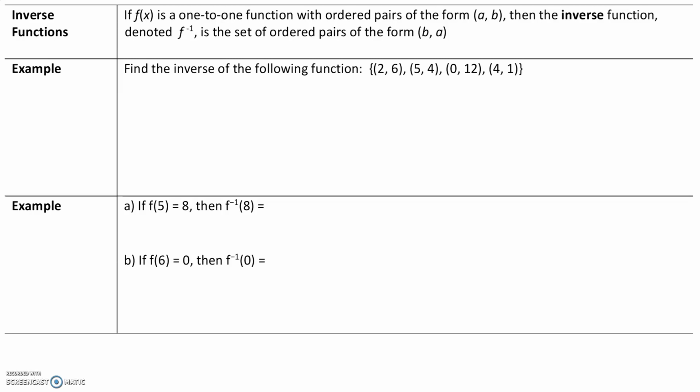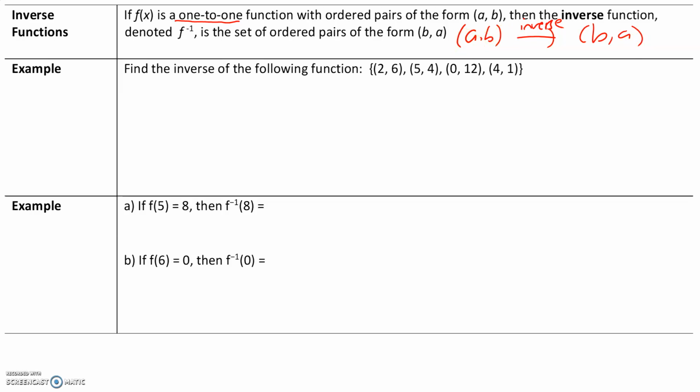Let's talk about inverse functions. If f of x is a one-to-one function, and this is a key requirement, f of x must be a one-to-one function with ordered pairs of the form a, b, then the inverse function, denoted by f to the -1, it's not an exponent, but that's the notation for an inverse, is a set of ordered pairs in the form b, a. So you can take any ordered pair a, b, and its inverse will be b, a. The order of the x and y, they switch.